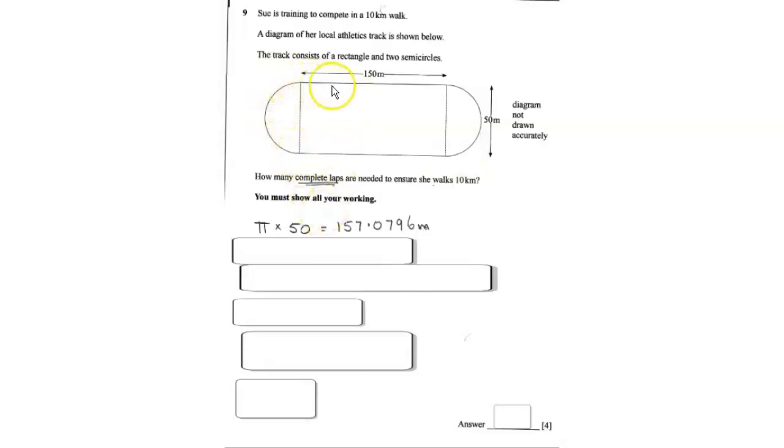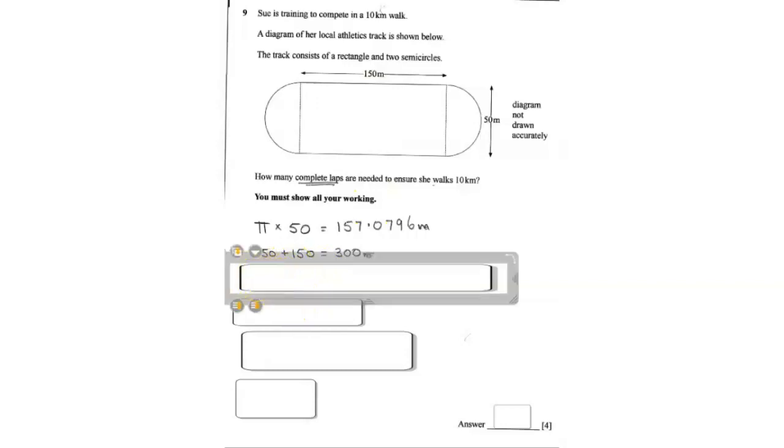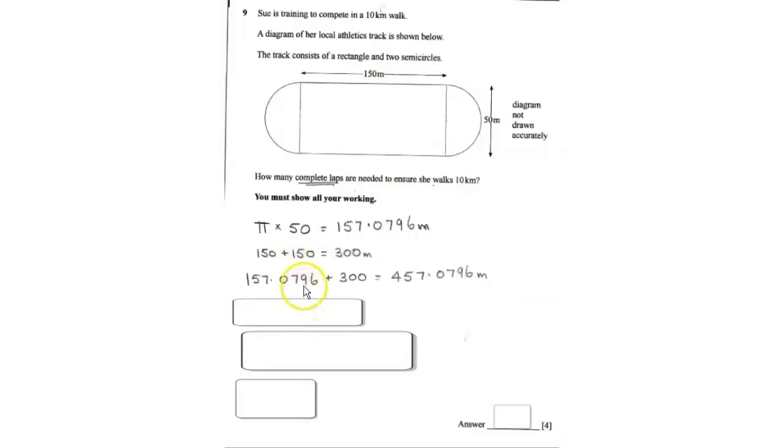And all you need to do is add the straight bits there. So it's 150 top and bottom, sorry. So we've got 150 plus 150 is 300. So when we add these two straight lines up, we should get 300 meters. After that, we just add it to get the total perimeter, or one lap of the track, which is 457.0796 meters.